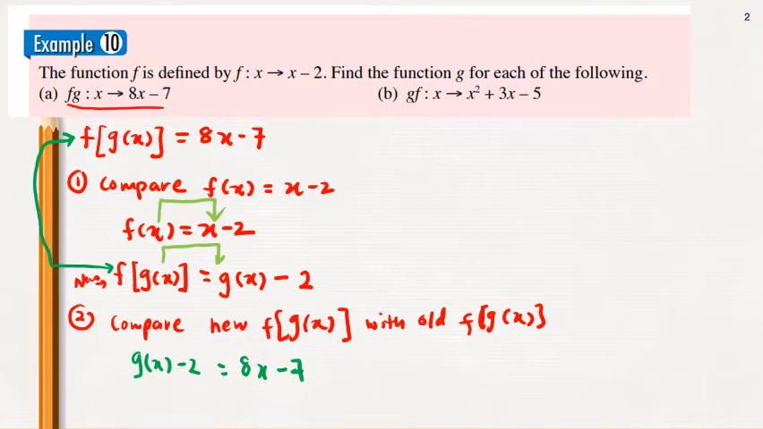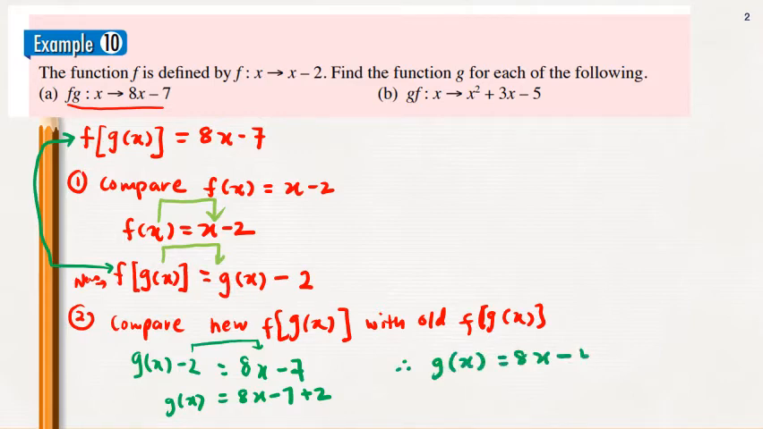So we want to find the function of g, right? So why not we bring negative 2 to the right side? So it becomes 8x minus 7 plus 2. So g(x) here. Thus, the function of g is 8x minus 5. Ta-da, this is our answer. Easy, right? Let's look at B.